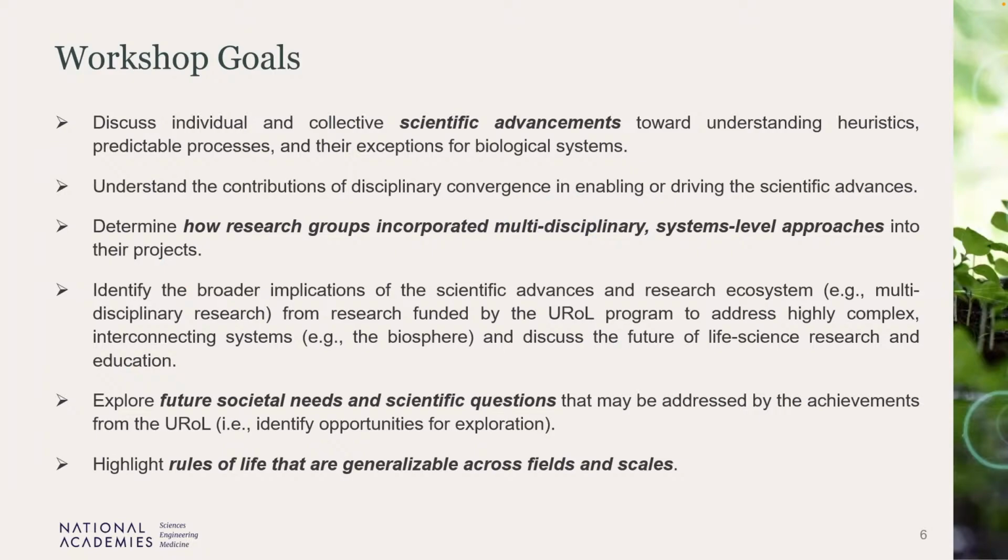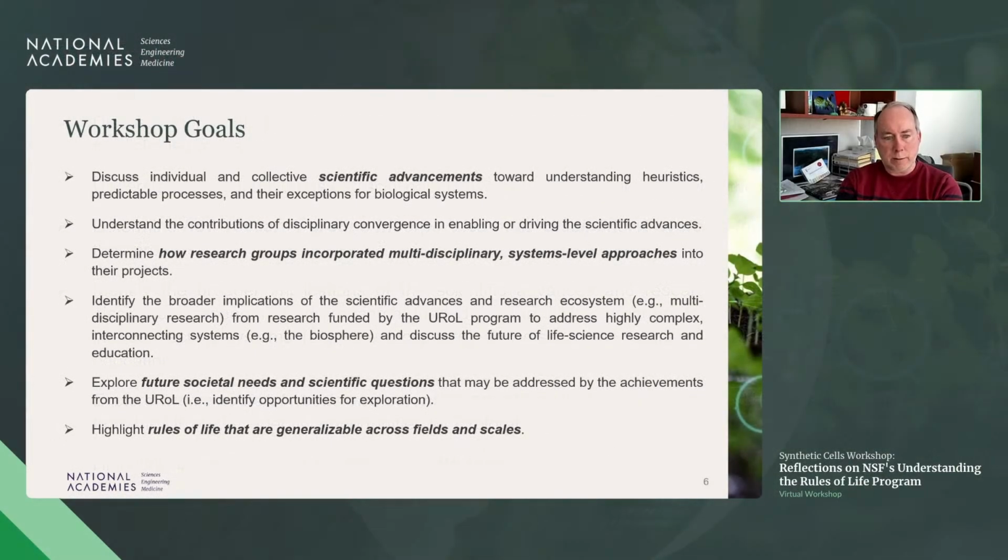All right, thanks, Corey. So just to give a quick overview of some of the goals for the workshop, in about 4 slides from now, we'll talk about more specific expectations for the workshop. But in terms of just general goals, what we're going to talk about today are some of the scientific advancements the PIs have made during the funding periods, as well as talk about how interdisciplinary research has allowed you to attain some of your research goals and maybe how it hindered your approach towards your research goals. We'll also talk about some future societal needs and scientific questions that you all tried to address during your funding periods. And then if we're lucky, we can highlight some rules of life, maybe beyond the obvious, which is to survive, that may be generalizable across fields and across various scales.